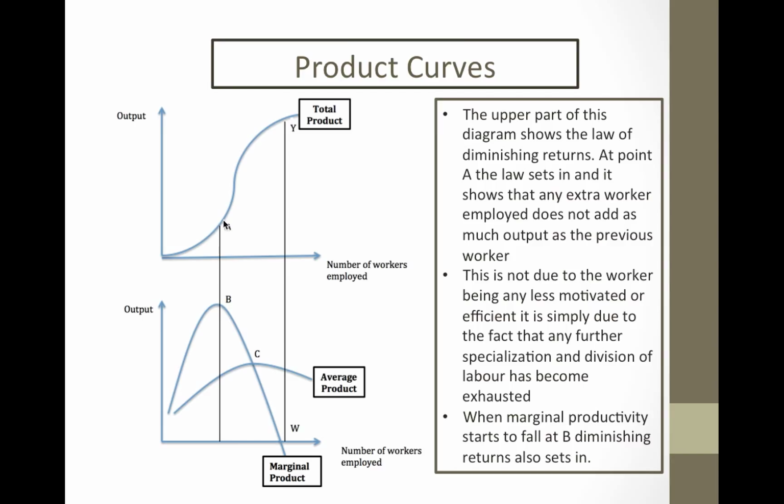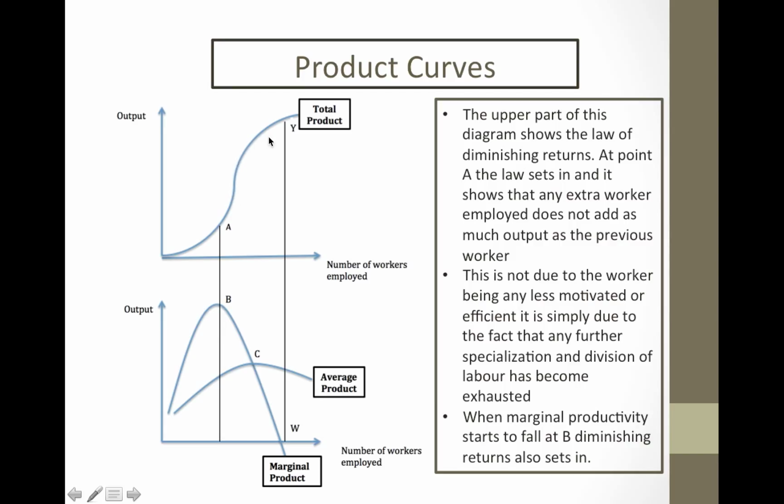But what we can see is from point A, our output is actually still increasing all the way up. So our output doesn't go down, but what is going down is our marginal product. So the addition of another worker from point A means that they are less productive or producing less output than the previous worker. And that's what the law of diminishing returns is.